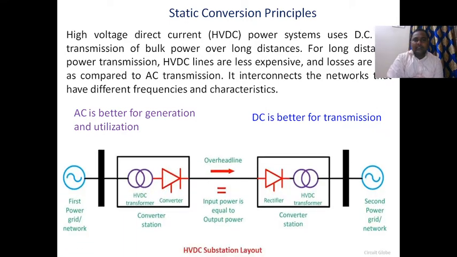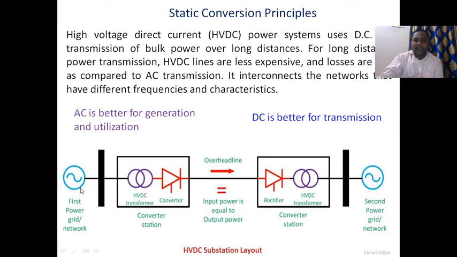Please see this figure, the HVDC substation layout. In any layout we have a sending end side and also a receiving end side. The sending end side has one converter station. The receiving end side also has another converter station. In between the two converter stations there is an overhead line.